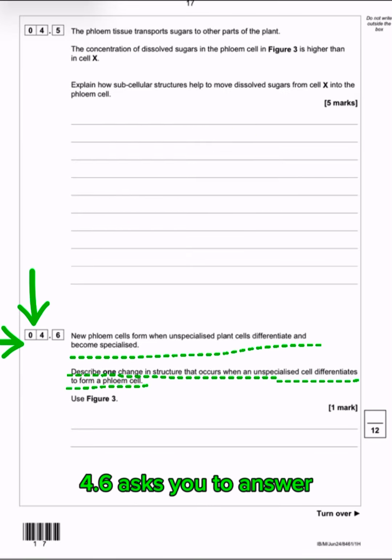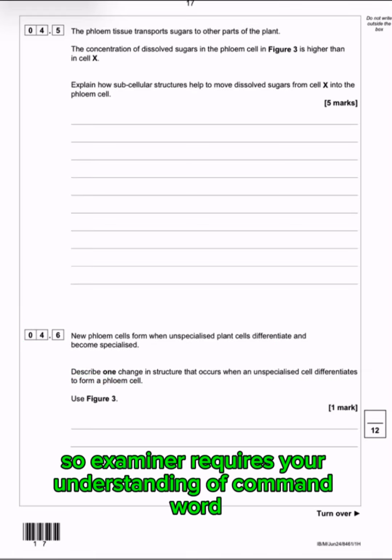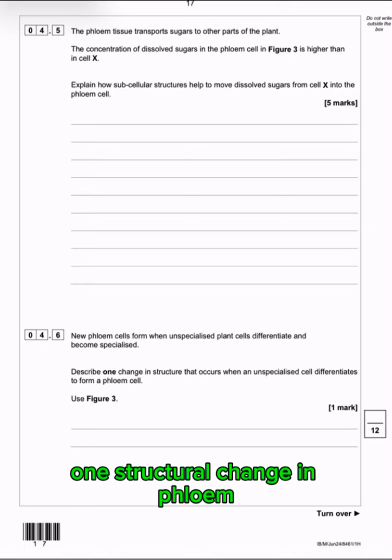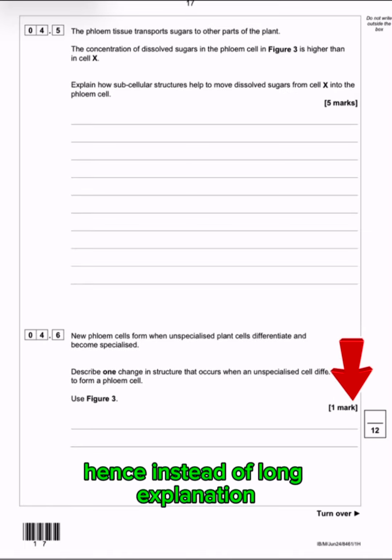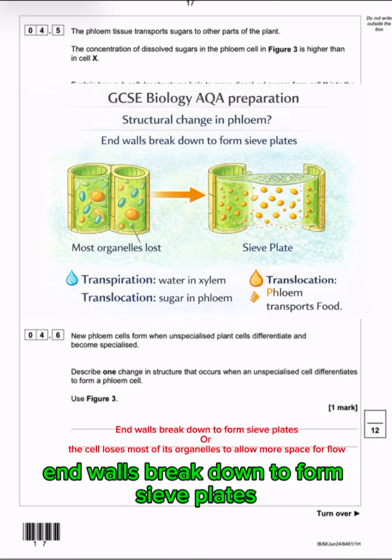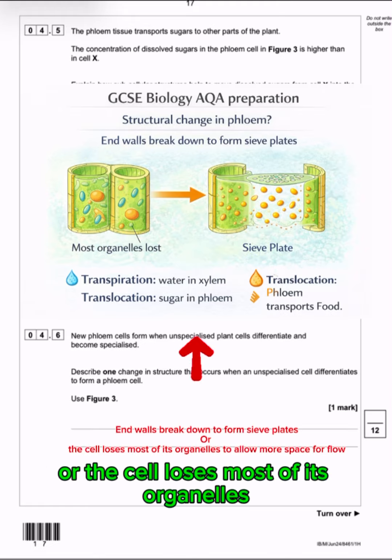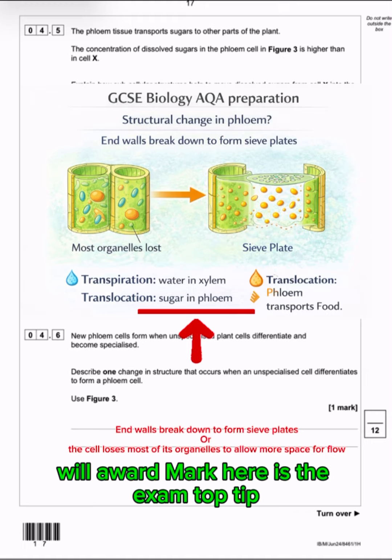Part 4.6 asks you to answer the change happening when undifferentiated cells become phloem cells, so it requires your understanding of the command word, where it asks you to describe one structural change in phloem. Note it's a 1-mark question, so instead of a long explanation, one fact is enough. The answer would be that end walls break down to form sieve plates, or the cell loses most of its organelles to allow more space for flow. Either will be awarded the mark.